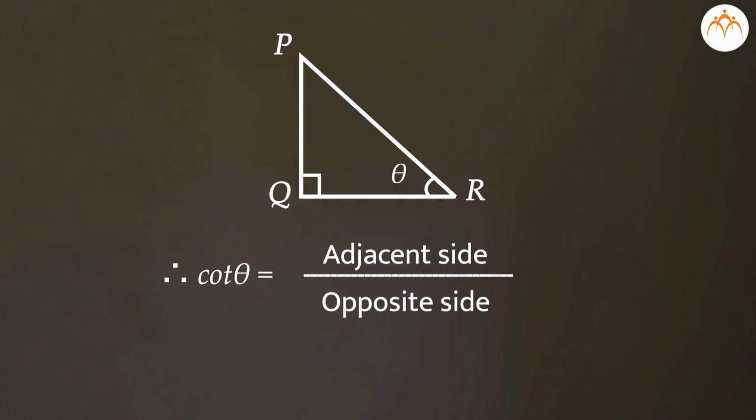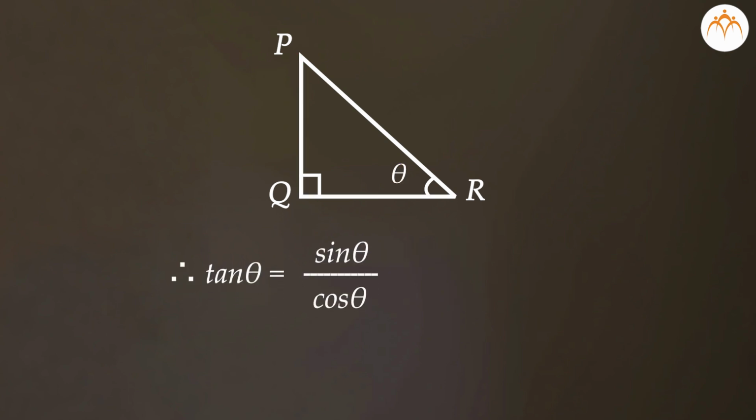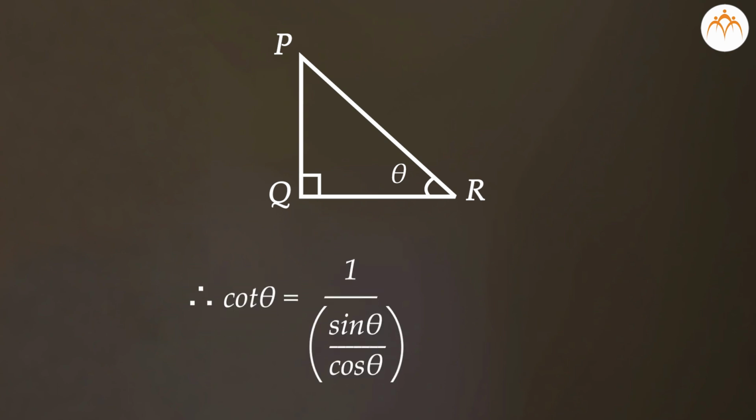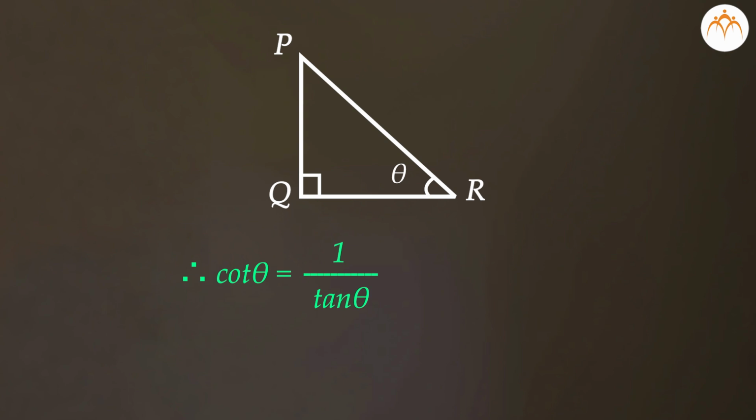Therefore, cot theta is equal to adjacent side upon opposite side. We know that tan theta is equal to sin theta upon cos theta and cot theta is equal to 1 upon tan theta. Therefore, cot theta is equal to 1 upon sin theta upon cos theta. Therefore, cot theta is equal to cos theta upon sin theta. Similarly, cot theta is equal to 1 upon tan theta. Therefore, tan theta into cot theta is equal to 1.